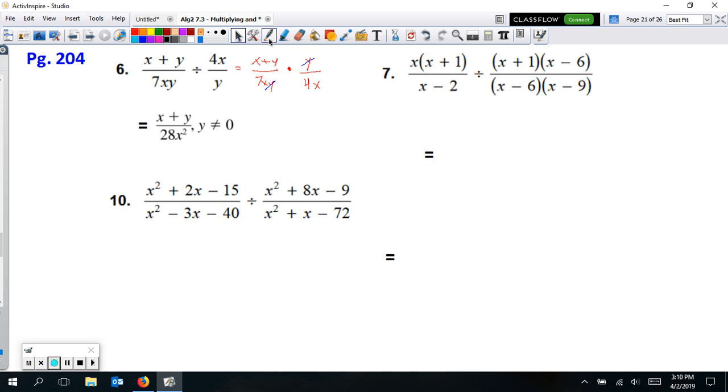Alright, so for number 7, this is kind of already in factored form. That's nice to already have done. We don't have to do any factoring. It's already done for us. So we're going to keep our first one the same here. So it's going to be x, and then x plus 1. This will all stay the same over x minus 2.